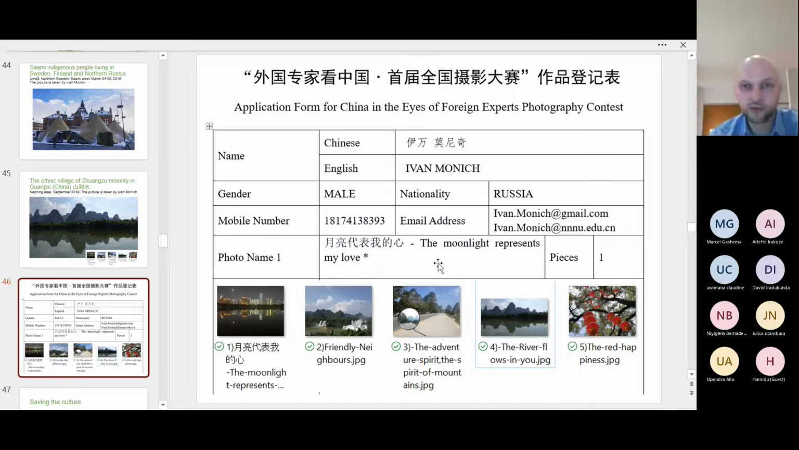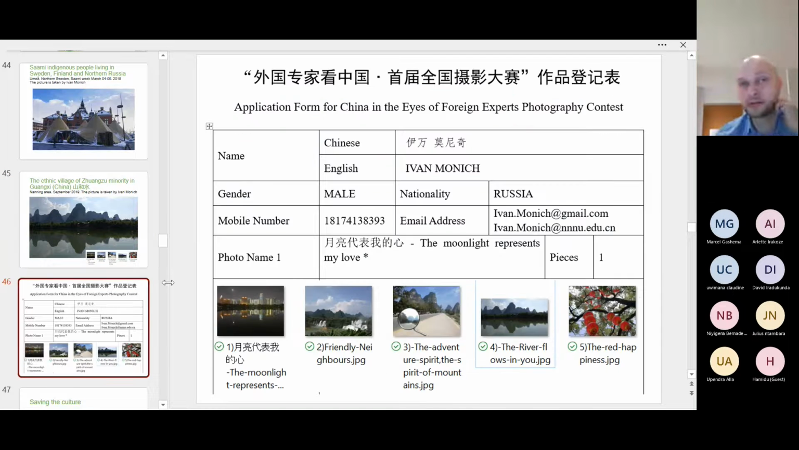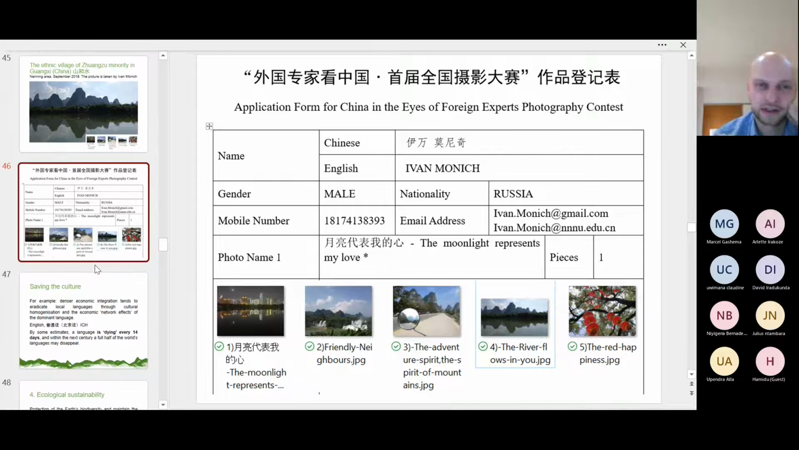In 2019, I took part in a foreign experts photography contest, and I submitted 5 pictures. All of them are dedicated to sustainable tourism. So this picture I applied for this contest, and I was among 30 winners. The organizers defined the top 3 pictures, and then another top 30 were awarded with certificates and some.